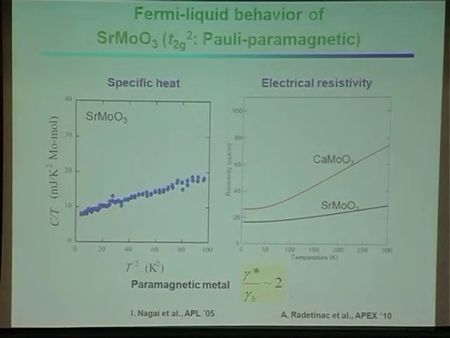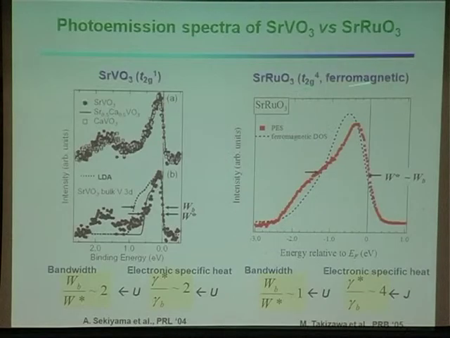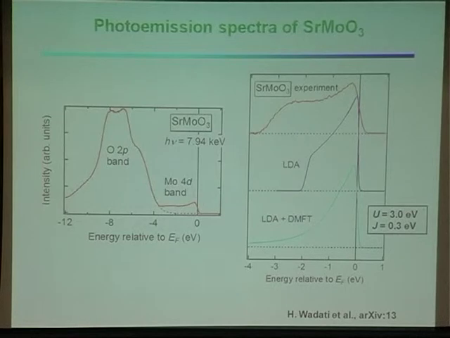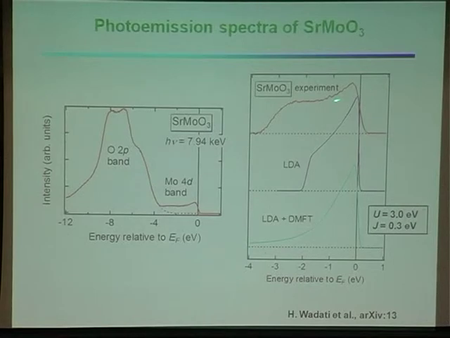And strontium ruthenate is ferromagnetic, so a little bit complicated. So we look at the Pauli paramagnetic metal of strontium ruthenate, which has d2 configuration, which shows a nice mass enhancement. And well, these are the data. The molybdenum 4d band looks like this.